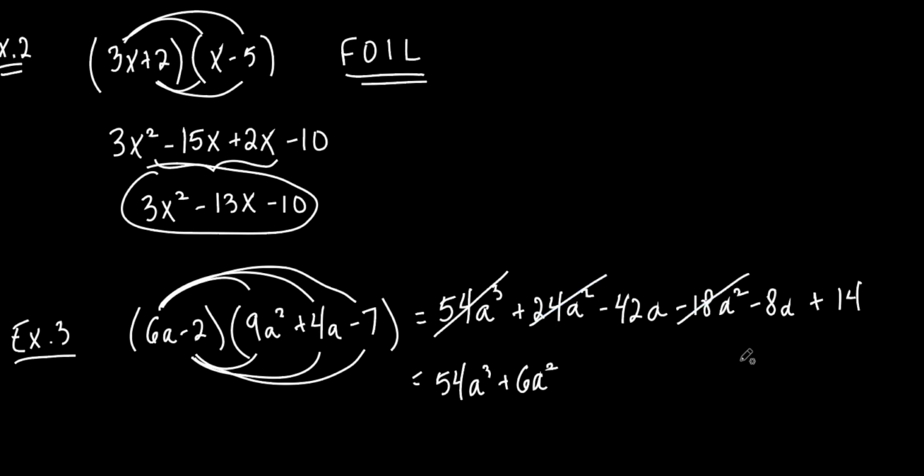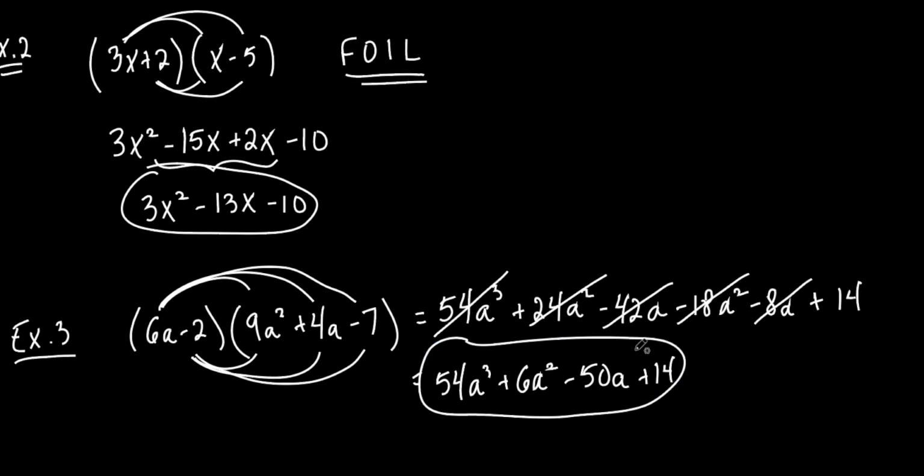What's the next one we do? The ones with the a's. So I got negative 42a minus 8a. So negative 42 minus 8 is negative 50, what? A. All right, I'm done with that. And you got one thing left over, the 14, and then there you go. It's in descending order. I've added up all my like terms. I did my multiplication. I'm done. It's not too bad, is it?